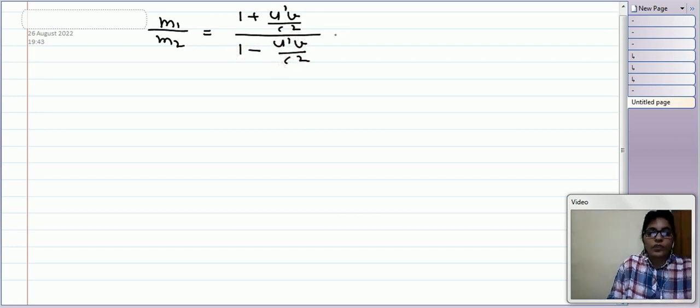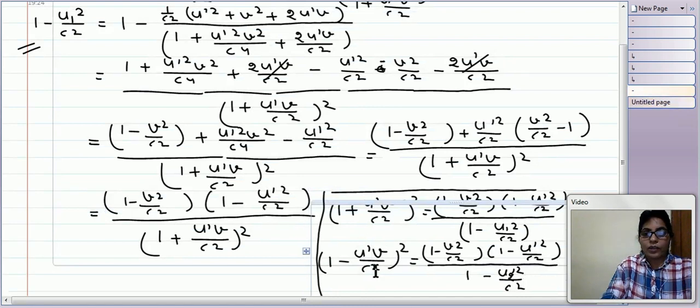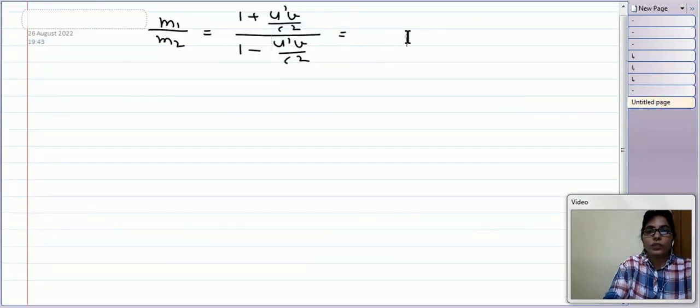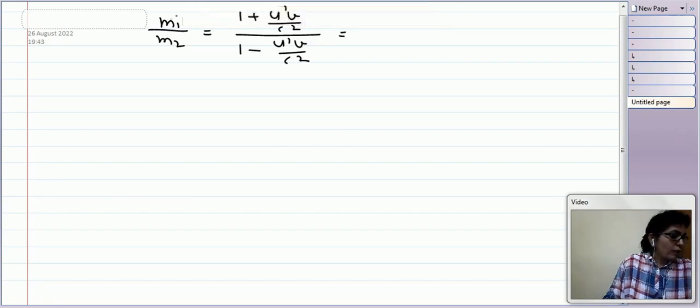So this is our relation, and now we have 1 plus u dash v by c square, and then 1 minus u dash v by c square. So we can substitute these values here. If we substitute these values, then the ratio of m1 by m2 will be under root.